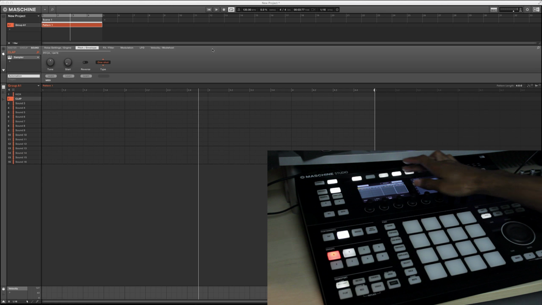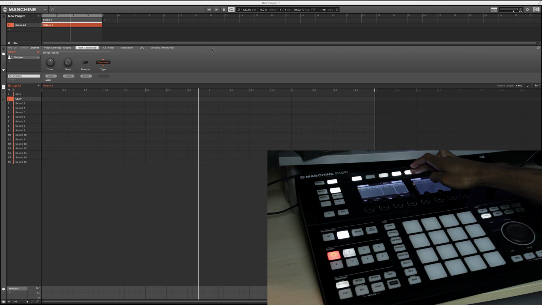Fixed velocity, of course, is just what it is. When you're programming dance music, or when I do it, I like to have it at a fixed velocity. You know, that kick and that clap at 127% or 100%, whatever value you like to have it at. And then the other thing here is follow.